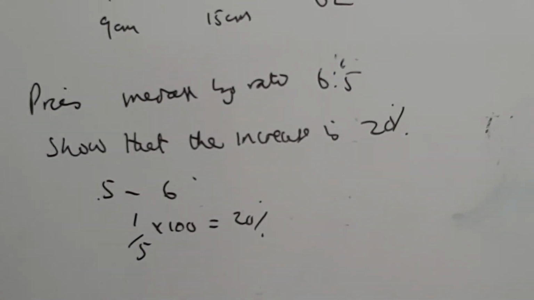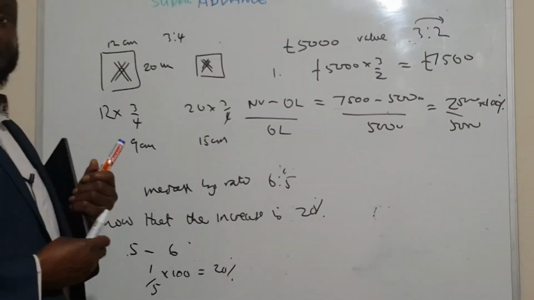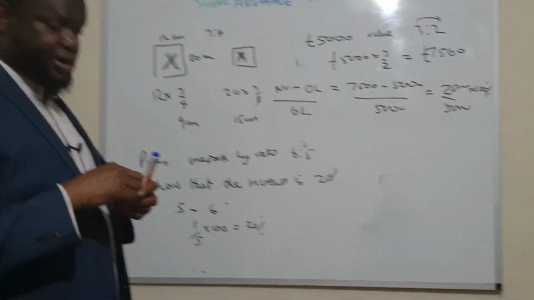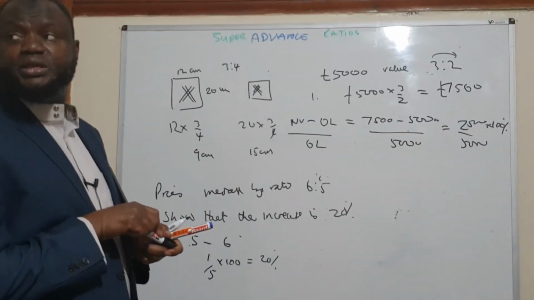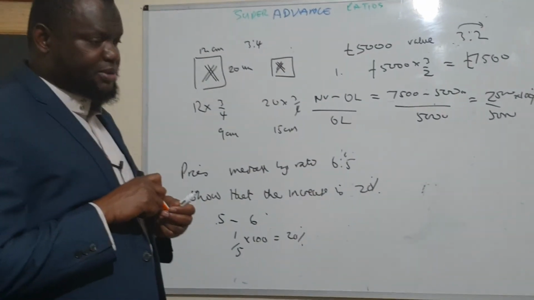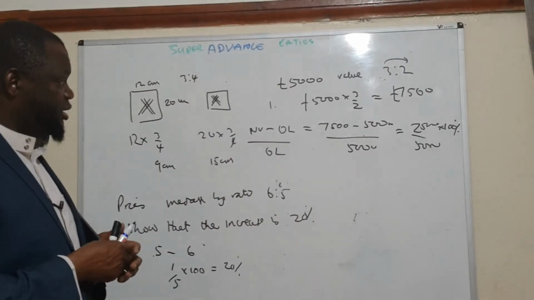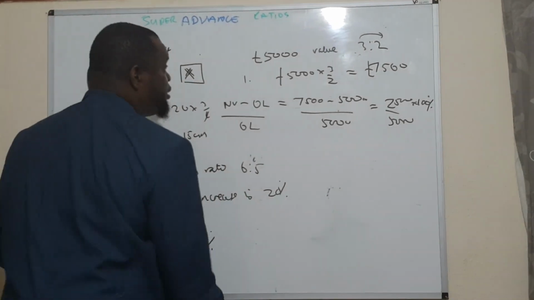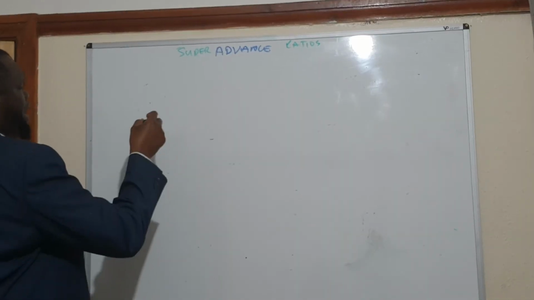Yeah. So this is our super ratios. We cannot go beyond this because if not, it's difficult to download. This is the end of ratios. Okay. Our next topic is what? What did we say was going to be our next topic? I don't want to waste my time.